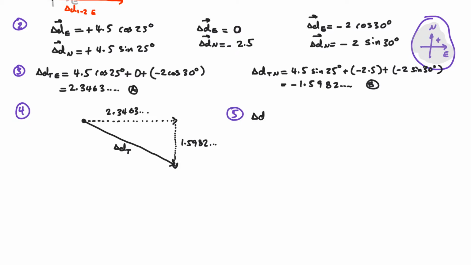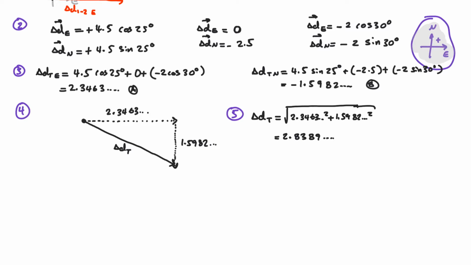And I'm going to skip a step here and get right into it. So the distance between those is going to be the square root of 2.3463 squared plus 1.5982 squared. Excellent. I'm going to plug that into my calculator. And I should get 2.8389... I will leave my answer as that for now.